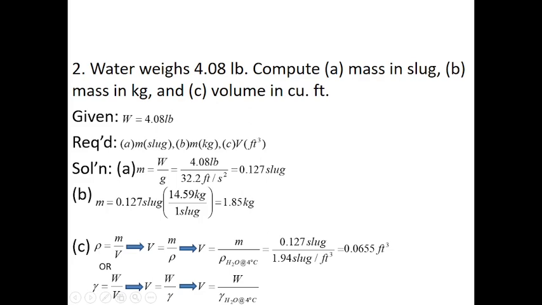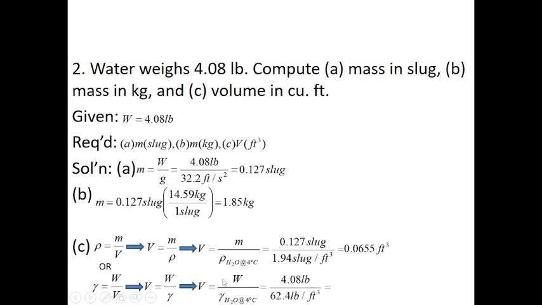must, we'll use the standard, no? The specific weight that we will consider here is the standard specific weight, which is measured at a temperature of 4 degrees Celsius for water. Okay?